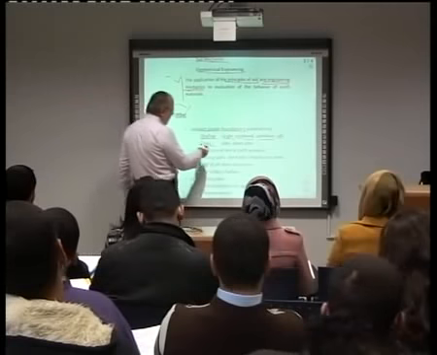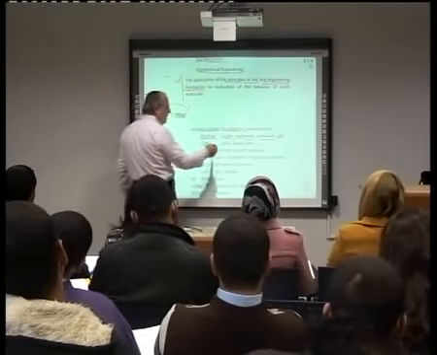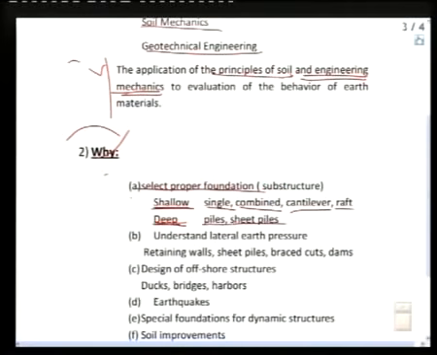Or may I have a deep foundation? Then I have to use piles, sheet piles, braced cuts, whatever. You will know this when you study foundation engineering. Okay? So number one is to select proper foundation. Which foundation do I have to use?